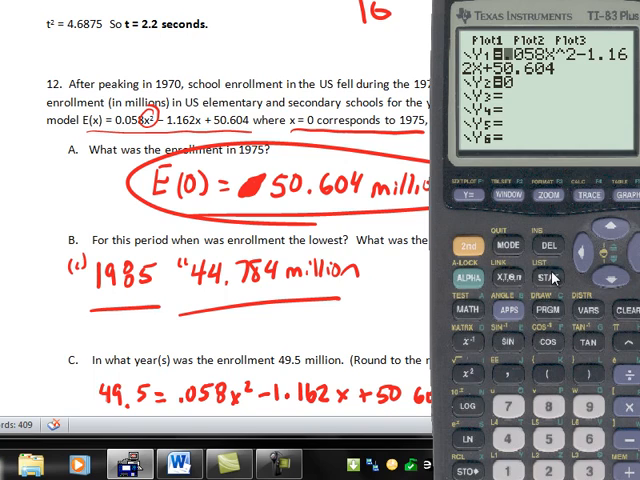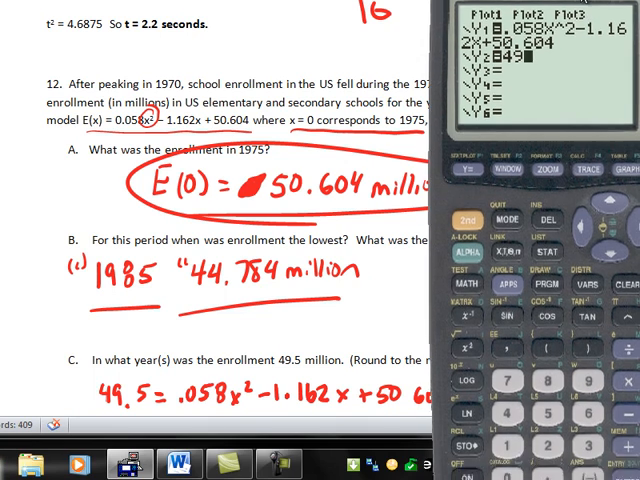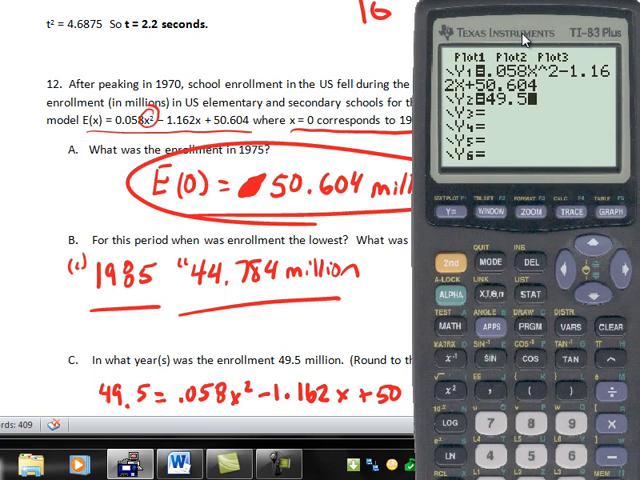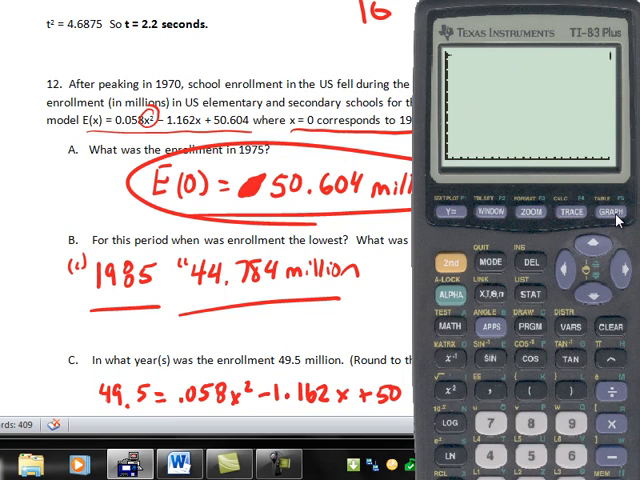You ought to be able to do it, but the numbers just get big. I already have this equation in, so rather than 0 in for y2, I'm going to put 49.5. I'll pause and let you see what I have in. Now when I graph it, I've already picked my best window. It looks like it crosses it twice here.